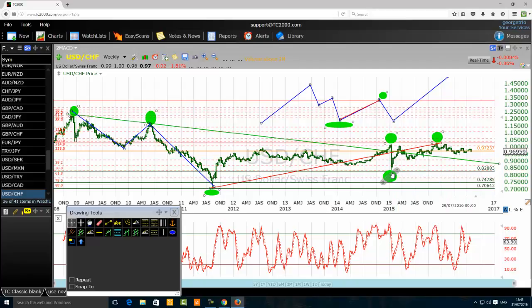70% of the time, they probably do exactly that. If it fails to find support here, it may go all the way to the 88% Fibonacci retracement level. So, talking about day and swing trading tips for trading the US dollar, Swiss franc, and FX.